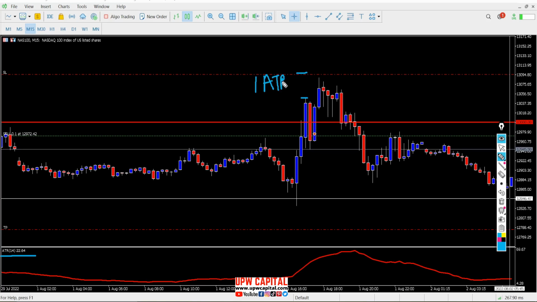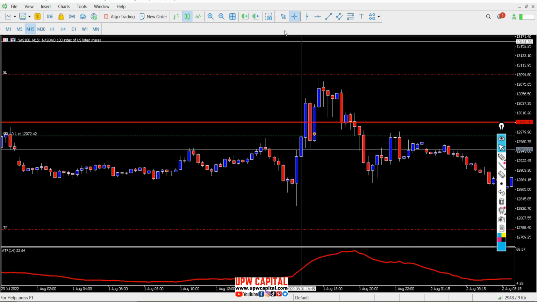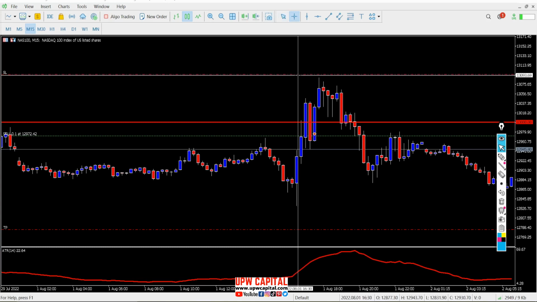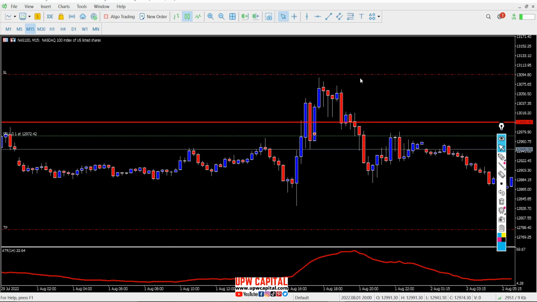That's how I derive the stop loss. In terms of the take profit, that wouldn't be hard to achieve or work out. I'm going to use my crosshair tool. And if you hover around, you can see it tells us profit minus 12.32.